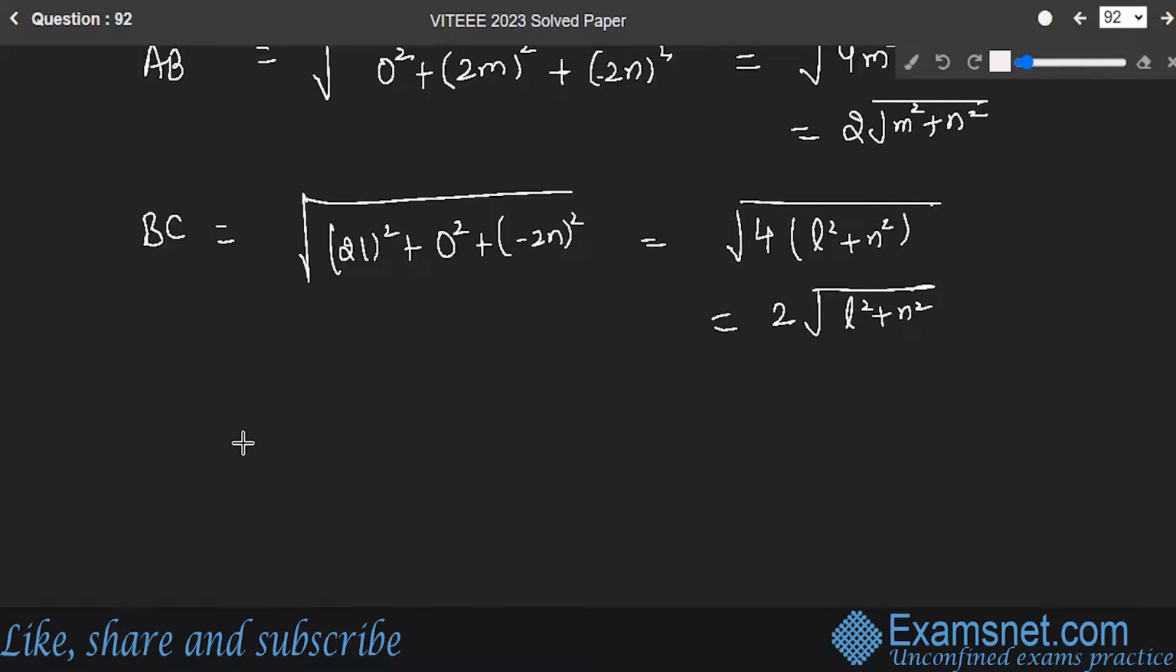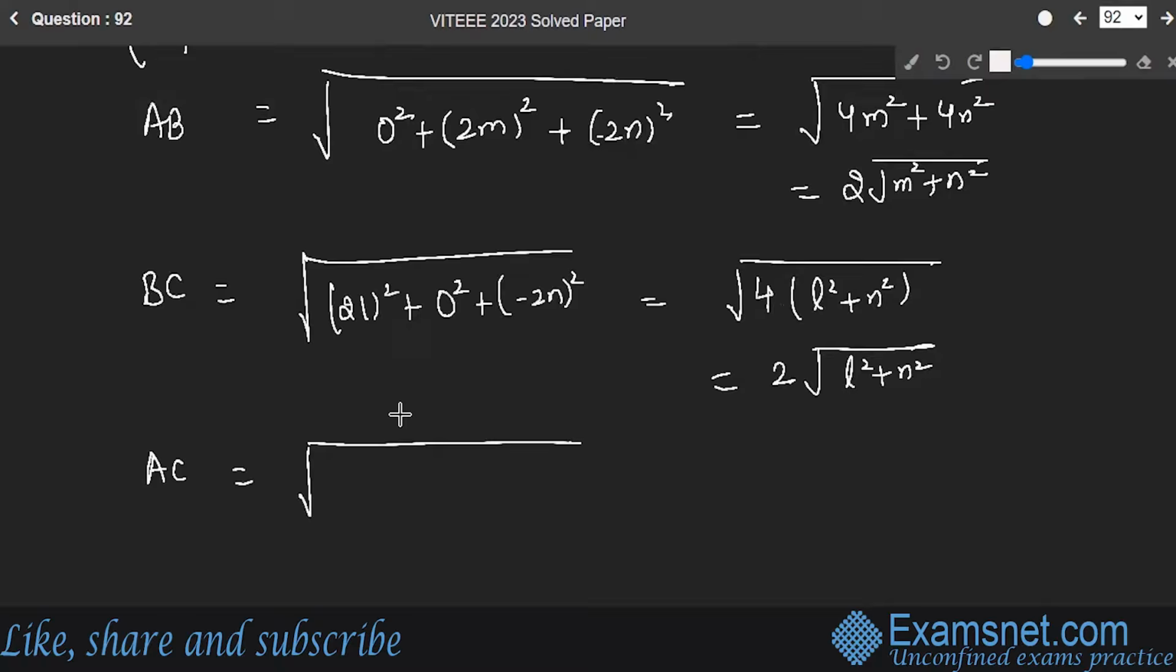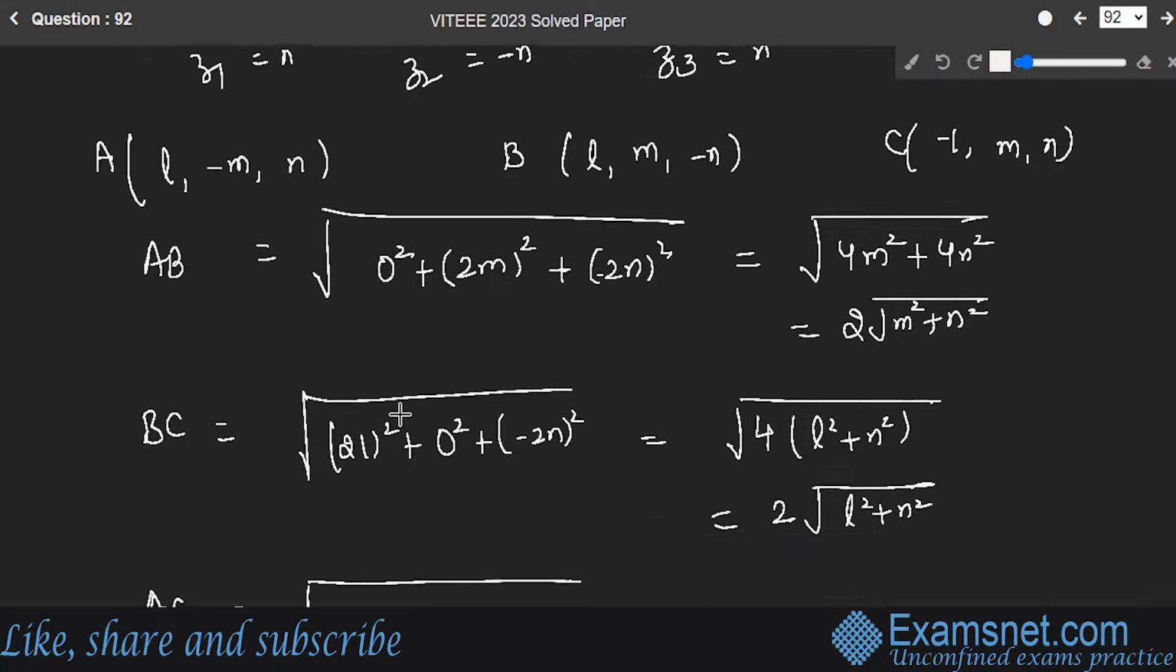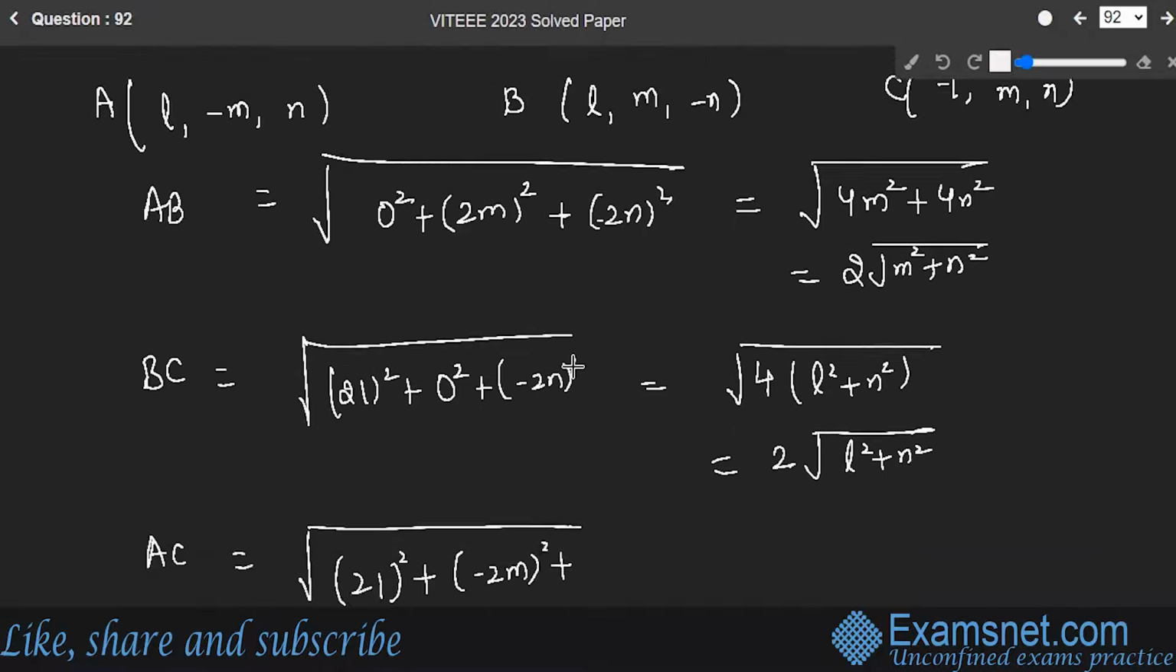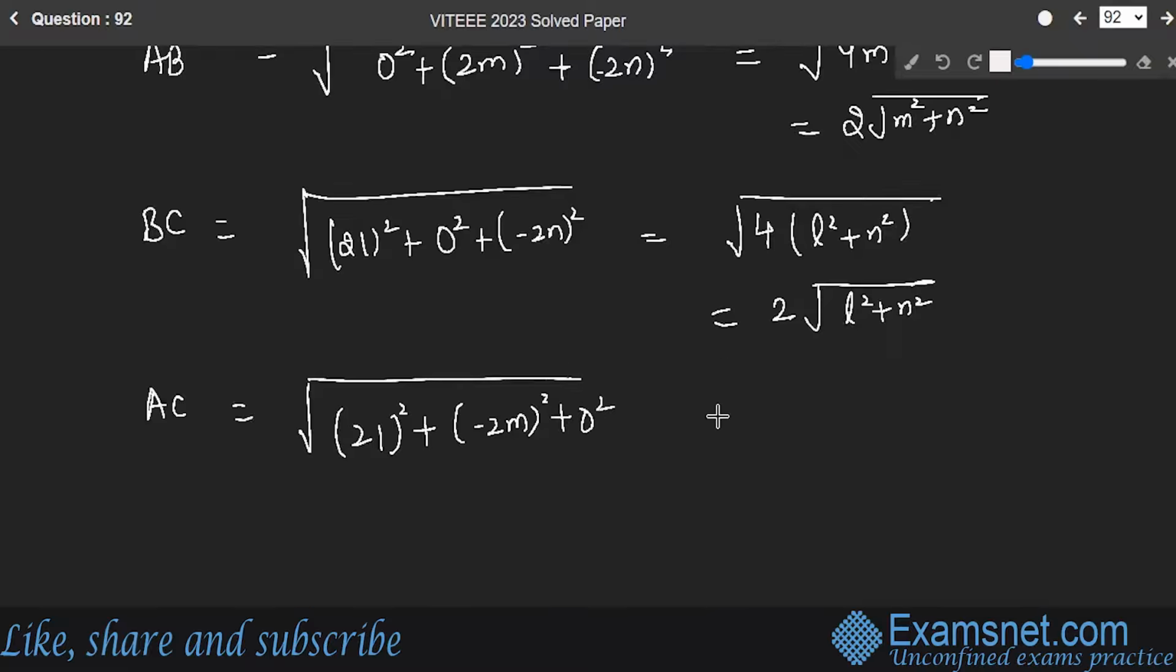Now let's go to find the third side, which is AC. This is given by root of (L plus L), this is (2L) square, plus (minus 2M) square, plus (N minus N), that is equal to 0 square. So this will again be 2 root of L square plus M square.